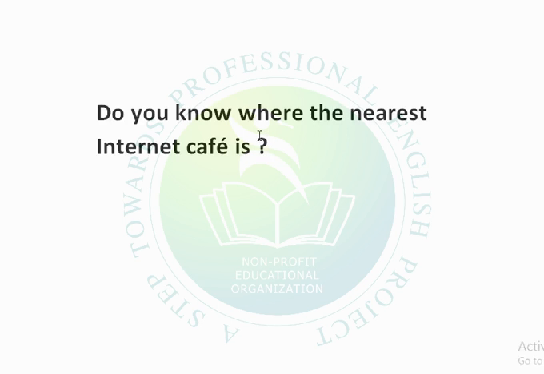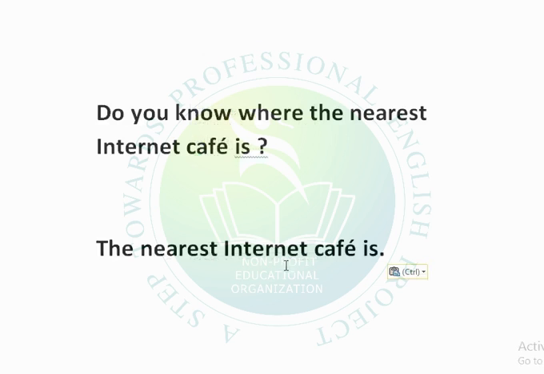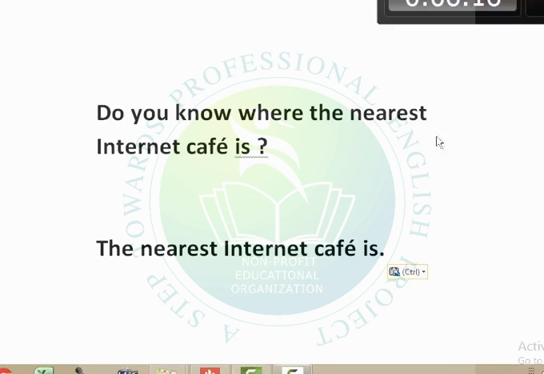Some students will ask, why did you put is here? I'm going to tell you why. So, do you know where the nearest internet cafe is? Because when we use the affirmative form, we say the nearest internet cafe is on blah blah blah. So, as I told you, we're trying to make it like affirmative. It's not 100% affirmative.